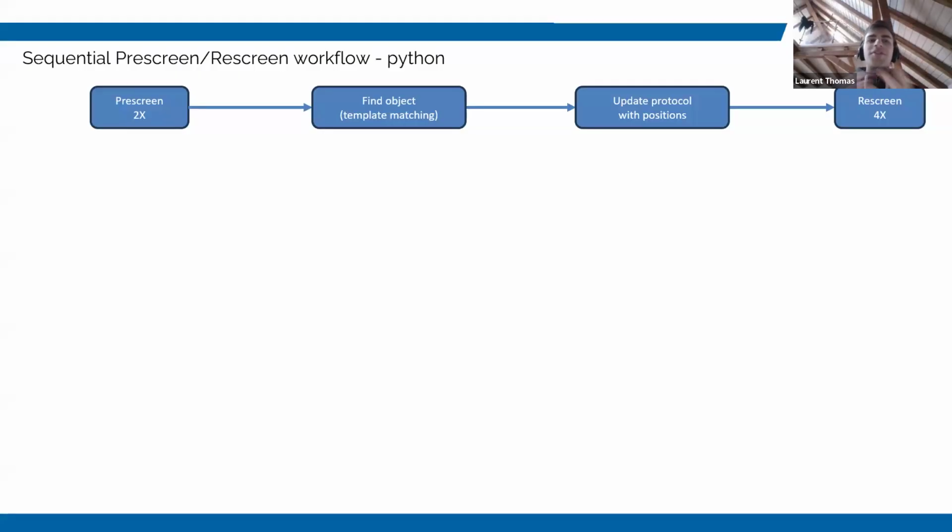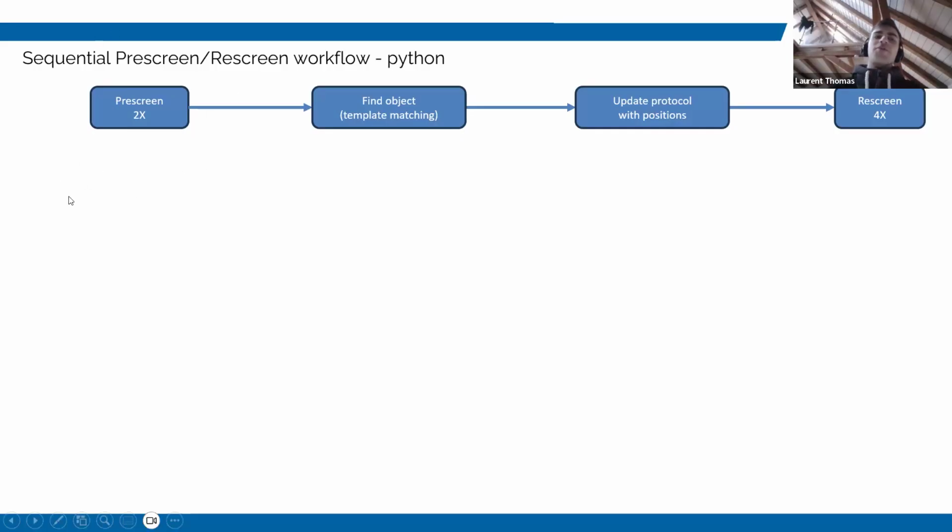Since they are still in their chorion and round, they can be in any place in the well, or just pipetted manually. Therefore, if we want to image at higher resolution, we can take advantage of this Prescreen rescreen workflow to identify where the object is in the overview image. So the workflow is as follows.